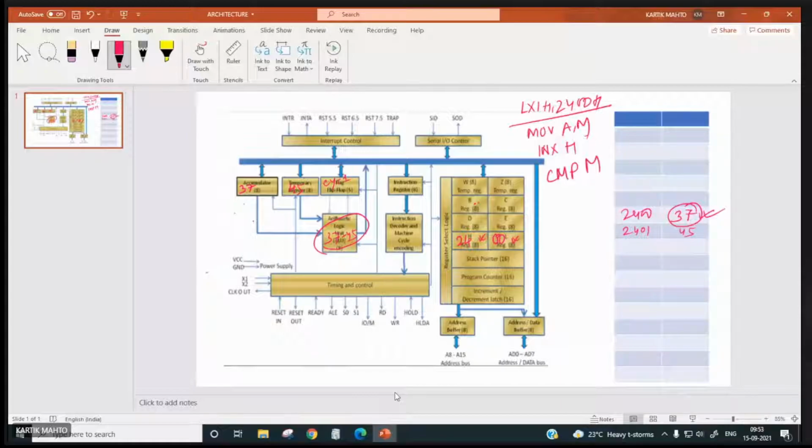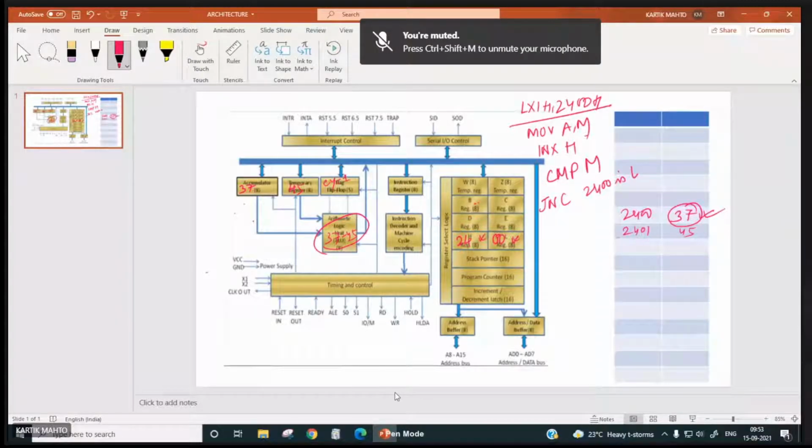So JC 2401 is greater. Is it not? Yes, sir. Right. And when can we write JNC? JNC 2400 is lesser than 2401.